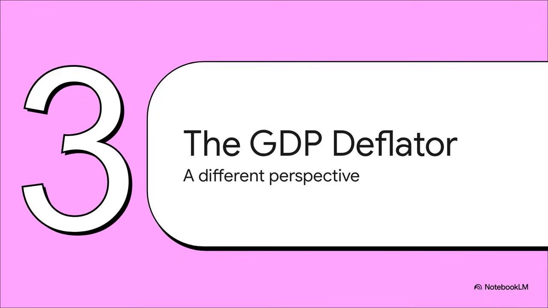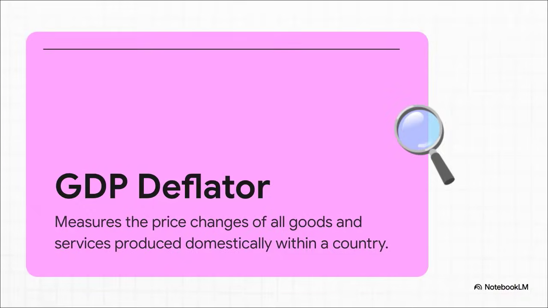So to try and get a clearer picture of what's happening, economists have another tool they can use. It's called the GDP Deflator. Sounds a bit technical, but really it's just a different way of measuring the economy, and it looks at things from a slightly different angle. The key word to focus on here is domestically. That's the whole game changer.